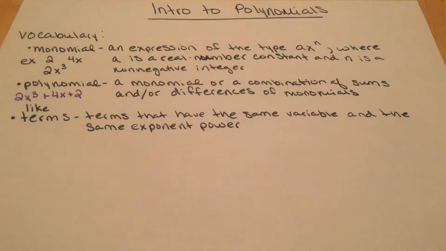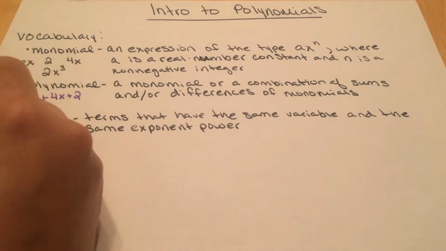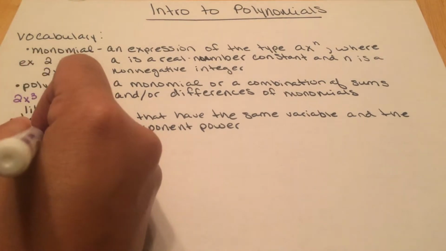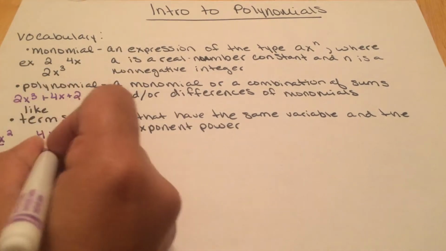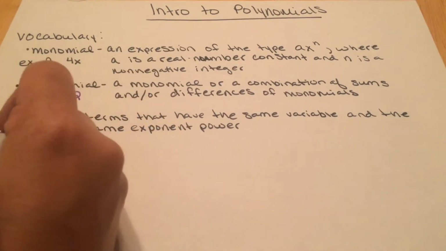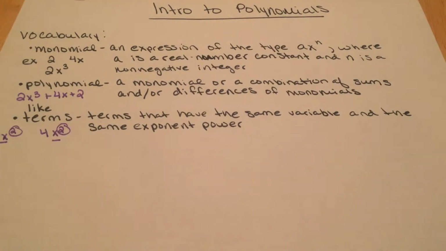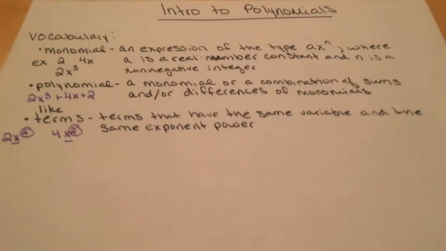And then we have our like terms. And like terms, we know, have the same power and variable. So if I have something like 2x squared and 4x squared, those are going to be like, not just because they have the x, but because they also have those same exponents.